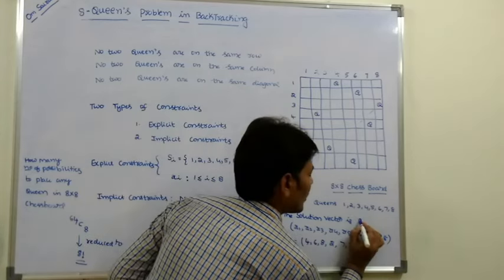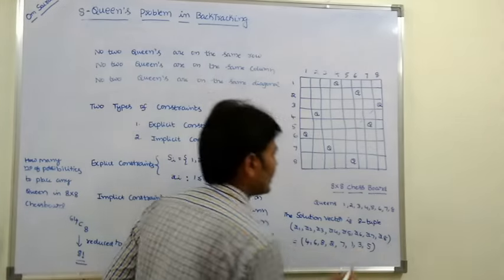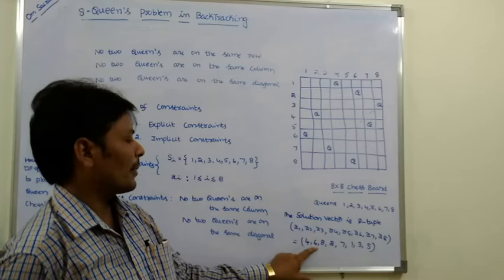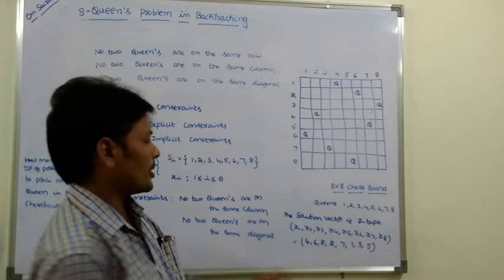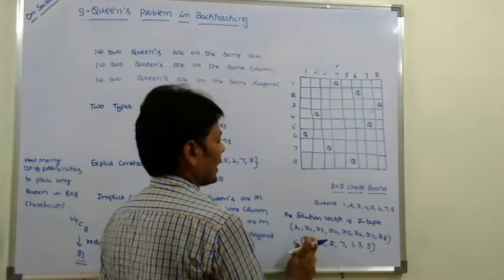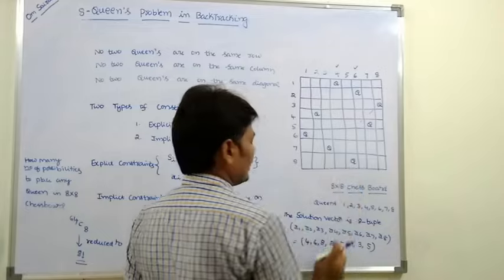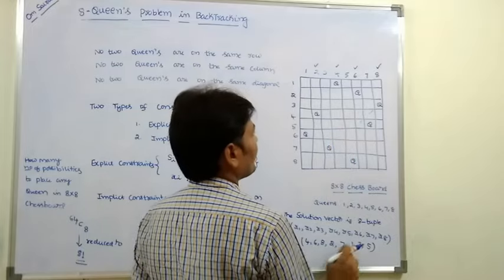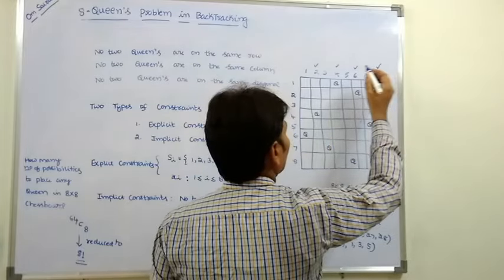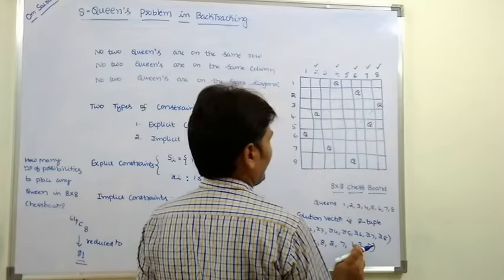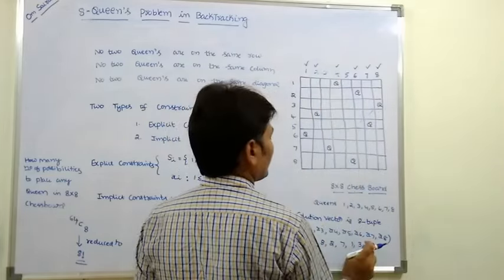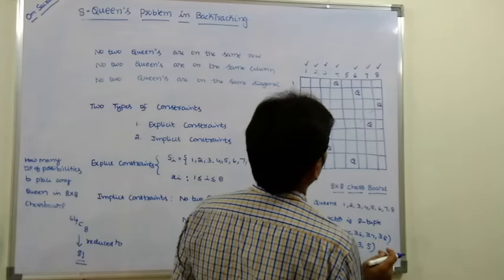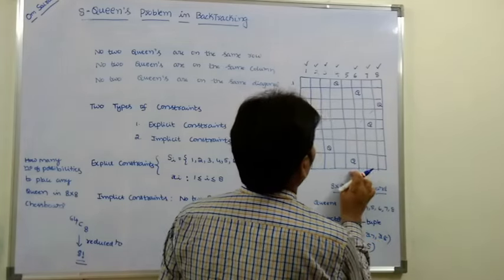The solution vector is an 8 tuple. So the 8 tuple is: the first queen can be placed on the fourth column, the second queen on the sixth column, the third queen on the eighth column, the fourth queen on the second column, the fifth queen on the seventh column, the sixth queen on the first column, the seventh queen on the third column, and the eighth queen on the fifth column.